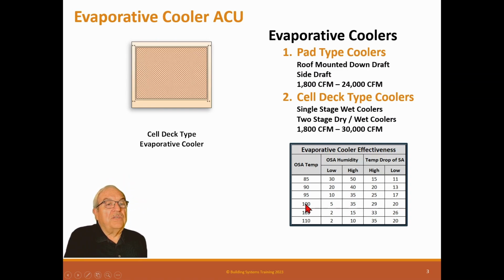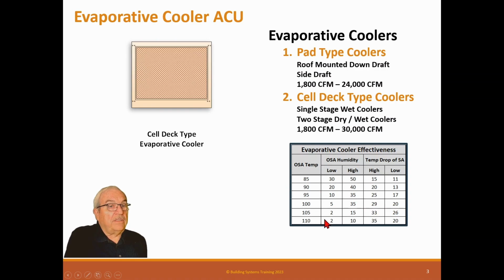Well, if you go down here and you have 100 degrees outside air temp and 5% humidity, you get a 29 degree temperature drop. So you see, where I live in the desert, we have 5% humidity, so it can be low. This kind of gives you an idea of the effectiveness, how hot it is outside, and how much you can get one of these to actually work.